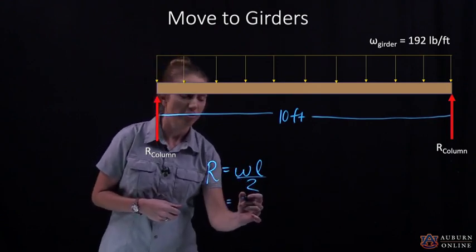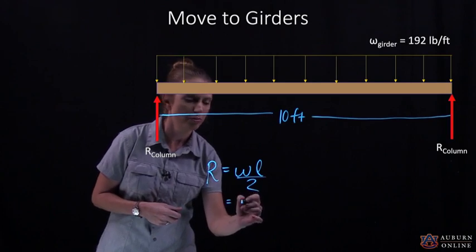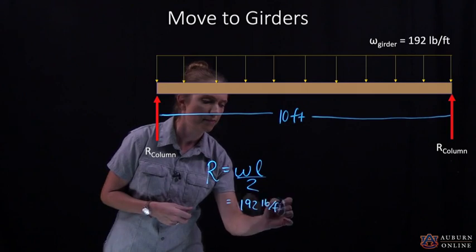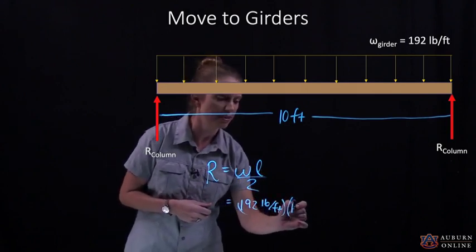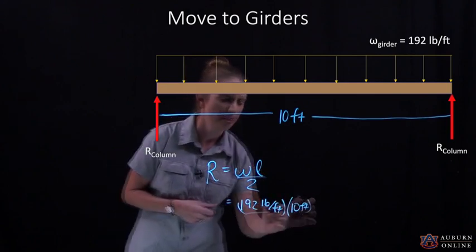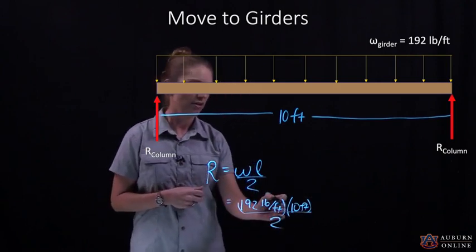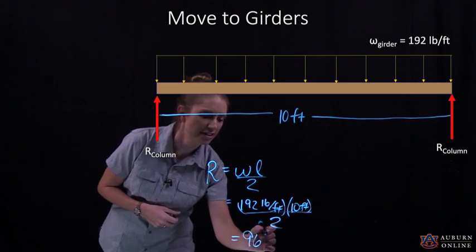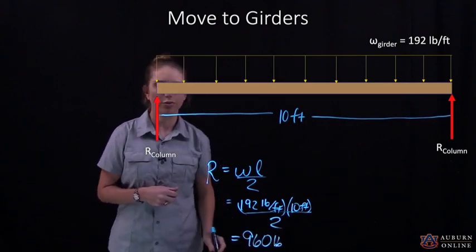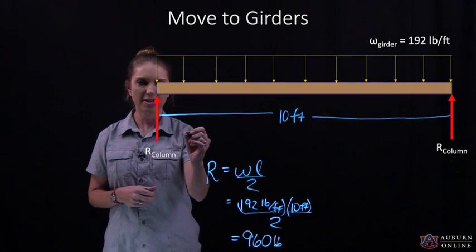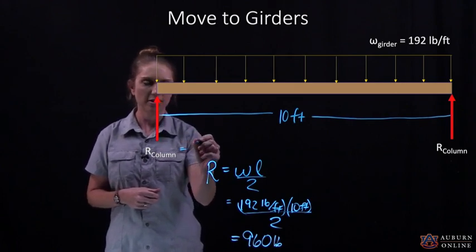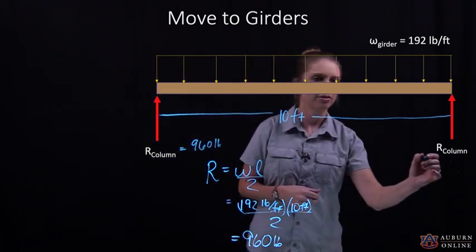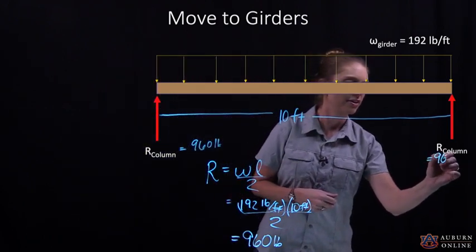So we have our girder uniform load, 192 pounds per foot, times the length of the girders here, 10 feet, divided by 2. Feet cancels here. So we end up with 960 pounds for the reaction. So we've got a column reaction here on the left, 960 pounds, and a column reaction here on the right of 960 pounds.